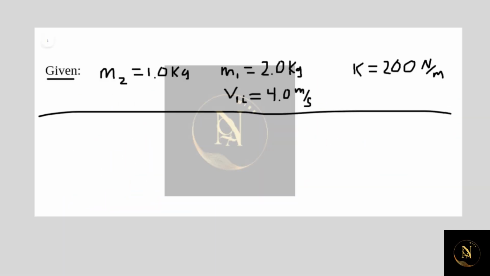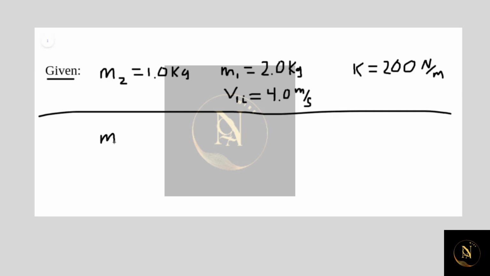Our question says that it wants us to look at figure 9-62, which shows block 2, which has a mass of 1.0 kilograms, I write that as m sub 2, is at rest on a frictionless surface, so we can ignore any force from friction, and it's touching the end of an unstretched spring, which has a spring constant, k, of 200 newtons per meter. The other end of the spring is fixed to a wall.